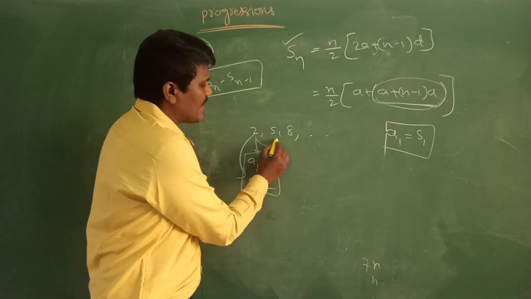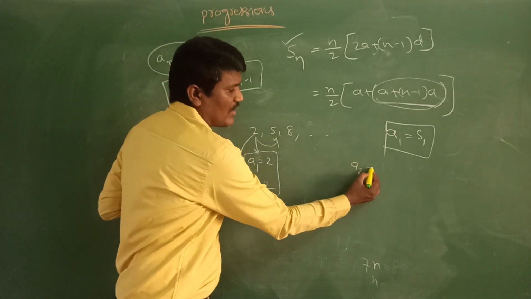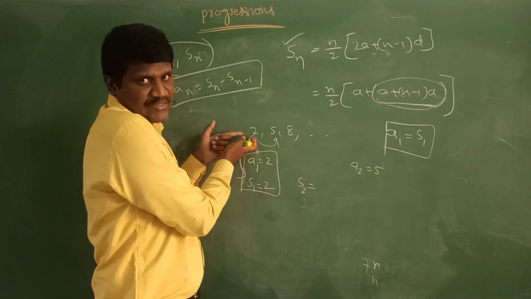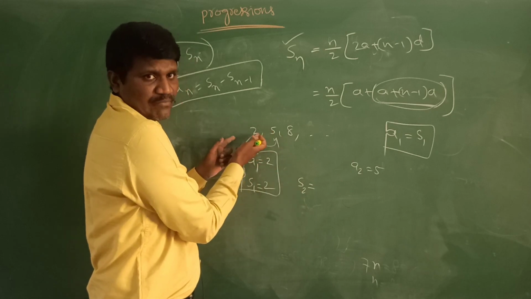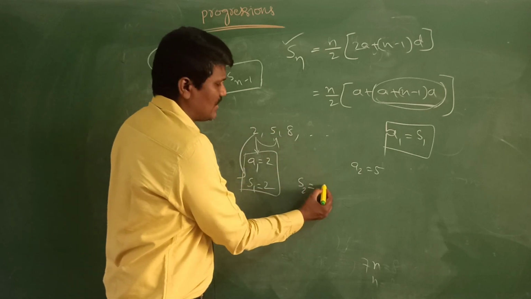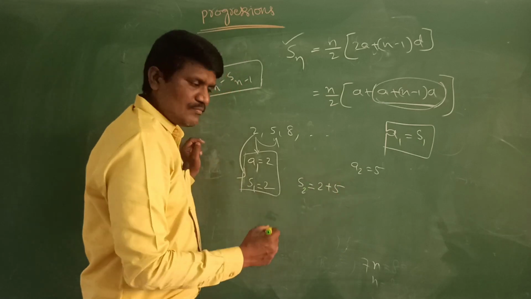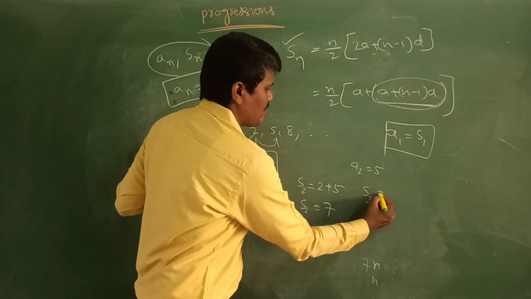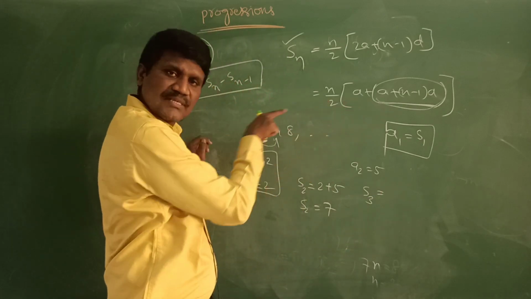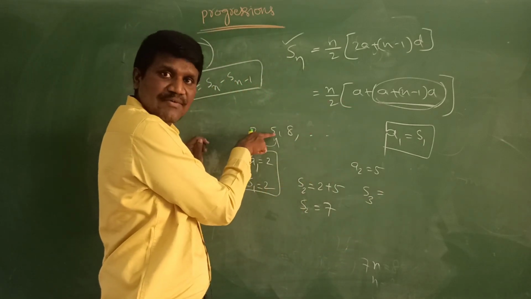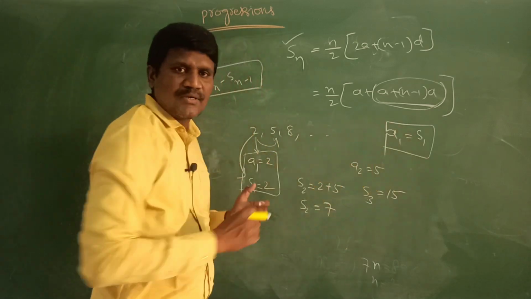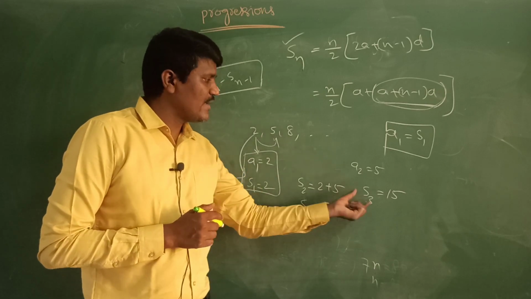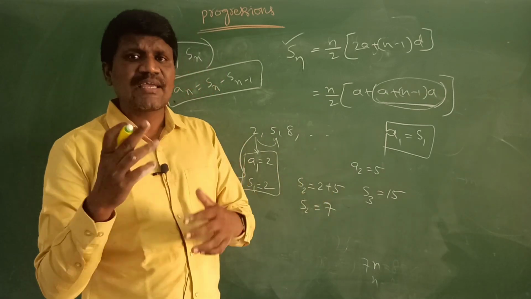And next, what is a2 here? a2 is 5. What is S2 here? S1 means the sum of the first term; S2 means the sum of two terms. S2 is nothing but 2 plus 5, so S2 is 7. In the same way, S3 is the sum of all three terms: 2 plus 5 is 7, 7 plus 8 is 15. So here you understand one thing: S1 is 2, S2 is 7, S3 is 15.